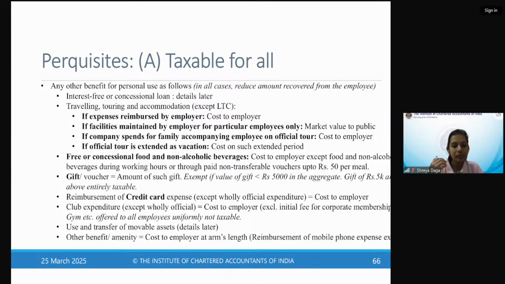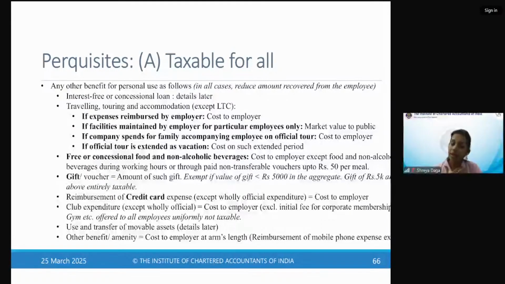Okay. Third, if the company spends for family accompanying the employee on official tour. So suppose the employee has gone on official tour, and the company is spending on him, then it is not taxable perquisite, because for something to be perquisite, it has to be a benefit in personal capacity. If I'm doing something in official course and you are spending it, it is your duty to spend. You are not doing me any favor. So it cannot be my perquisite. Okay. So I went on official duty. You paid my expenses, it is completely official expense.